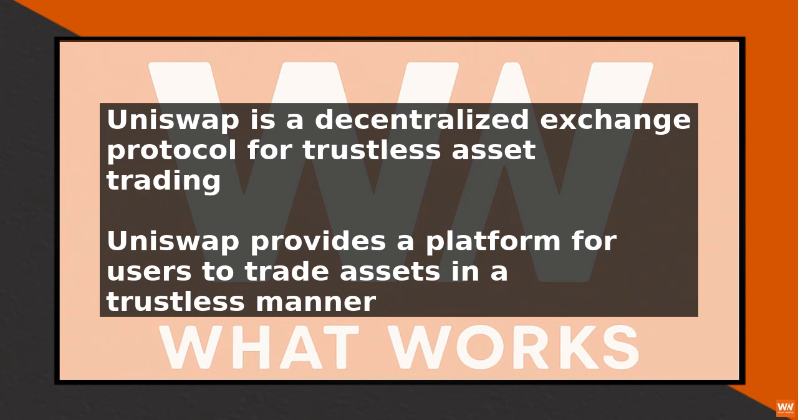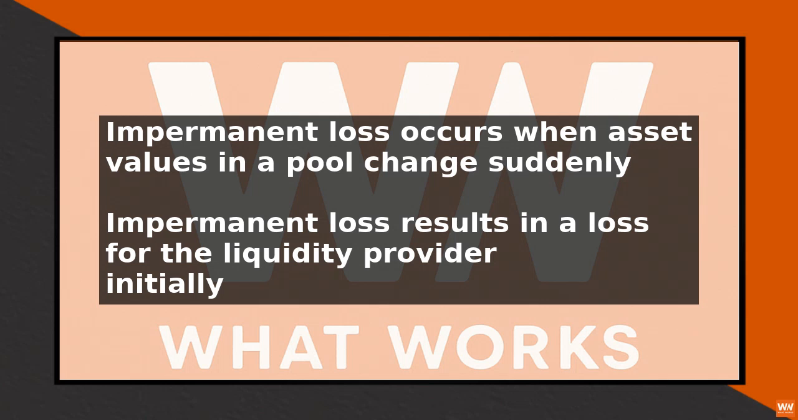First, it is essential to understand what impermanent loss is. Impermanent loss occurs when the value of the assets in a liquidity pool changes, resulting in a loss for the liquidity provider. This loss is impermanent because it can be reversed if the asset prices return to their original state.